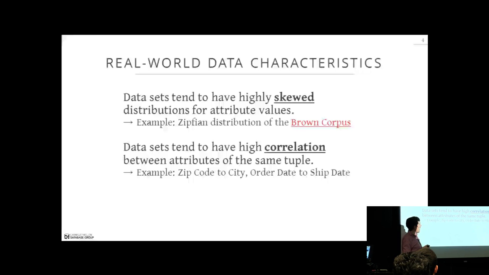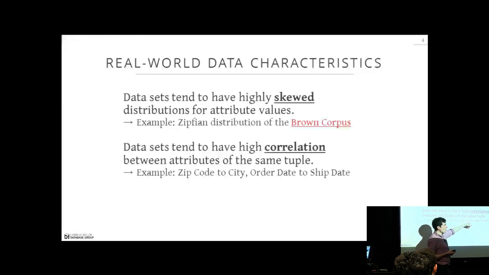The second is that we're going to have a lot of high correlation between different attributes within the same tuple, and we can try to exploit that in different ways. What I mean by that is the value of one particular attribute is going to be connected in some way to the value of another attribute. For example, if you have an address table with the street address, zip code, and city, well, if you know their zip code, then you do know their city, right? So given one value, you know the other one.